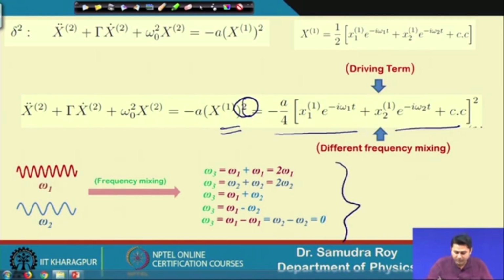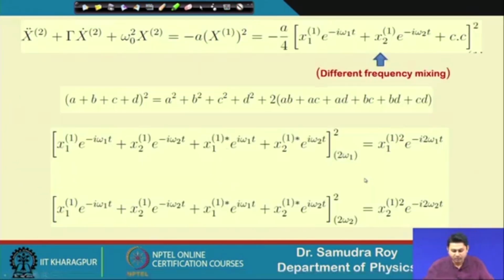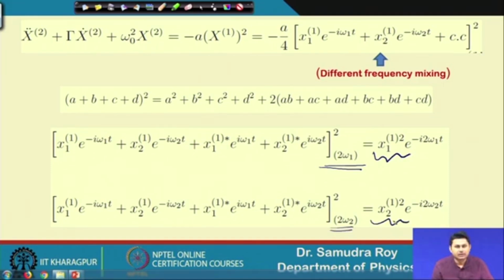The frequency components we have already listed here, and then eventually from this term we find out the corresponding frequencies and the amplitudes. We simply use (a plus b plus c plus d) whole square, and then try to find the different frequency components. If you look carefully, you will find that omega 1 is a frequency, 2 omega 1 is a frequency for which we have amplitude x1 square, 2 omega 2 is a frequency for which we have amplitude x2 whole square, and so on.